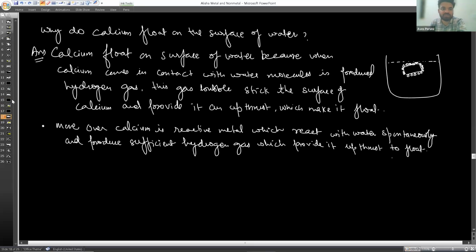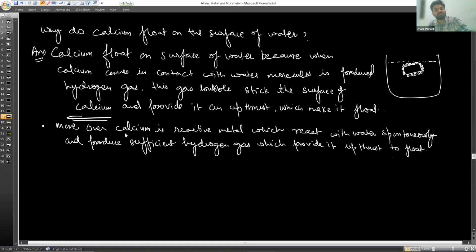And here we have a question: why does calcium float on the surface of water? When calcium comes in contact with the water molecules, it produces hydrogen gas. And these gas bubbles stick to the surface of the calcium and provide it an upthrust which makes it float. Okay, sir, so the bubbles get stuck.